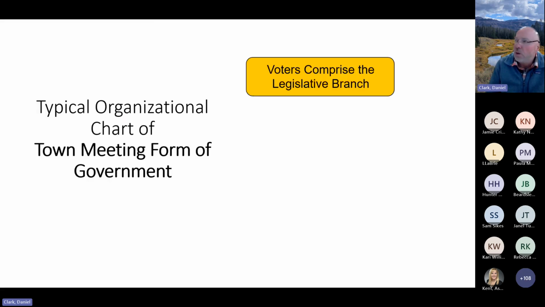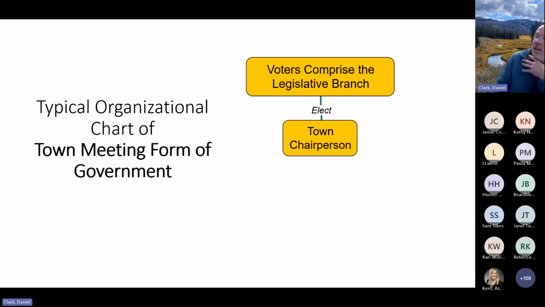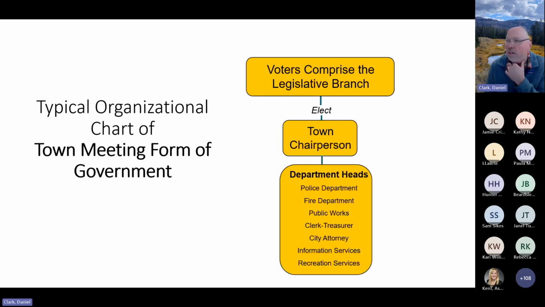So this would be the organizational structure. The voters are the legislative branch, one person, one vote. They don't have elected representatives. They represent themselves and their own interests. They elect a town chairperson who then is responsible for the day-to-day operations.